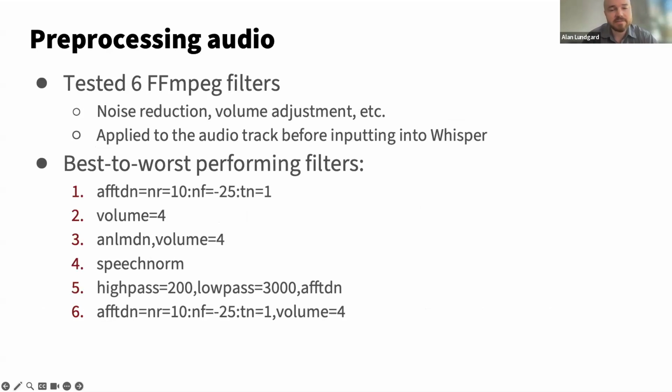So the first phase of testing, before inputting media to the Whisper model, we can apply filters to the audio to hopefully improve the model's transcription capability and output. These filters include things like denoising, adjusting volume, high pass, low pass, and so on. We tested 6 filters from FFmpeg, which are here listed in order of best to worst performing on our test set.